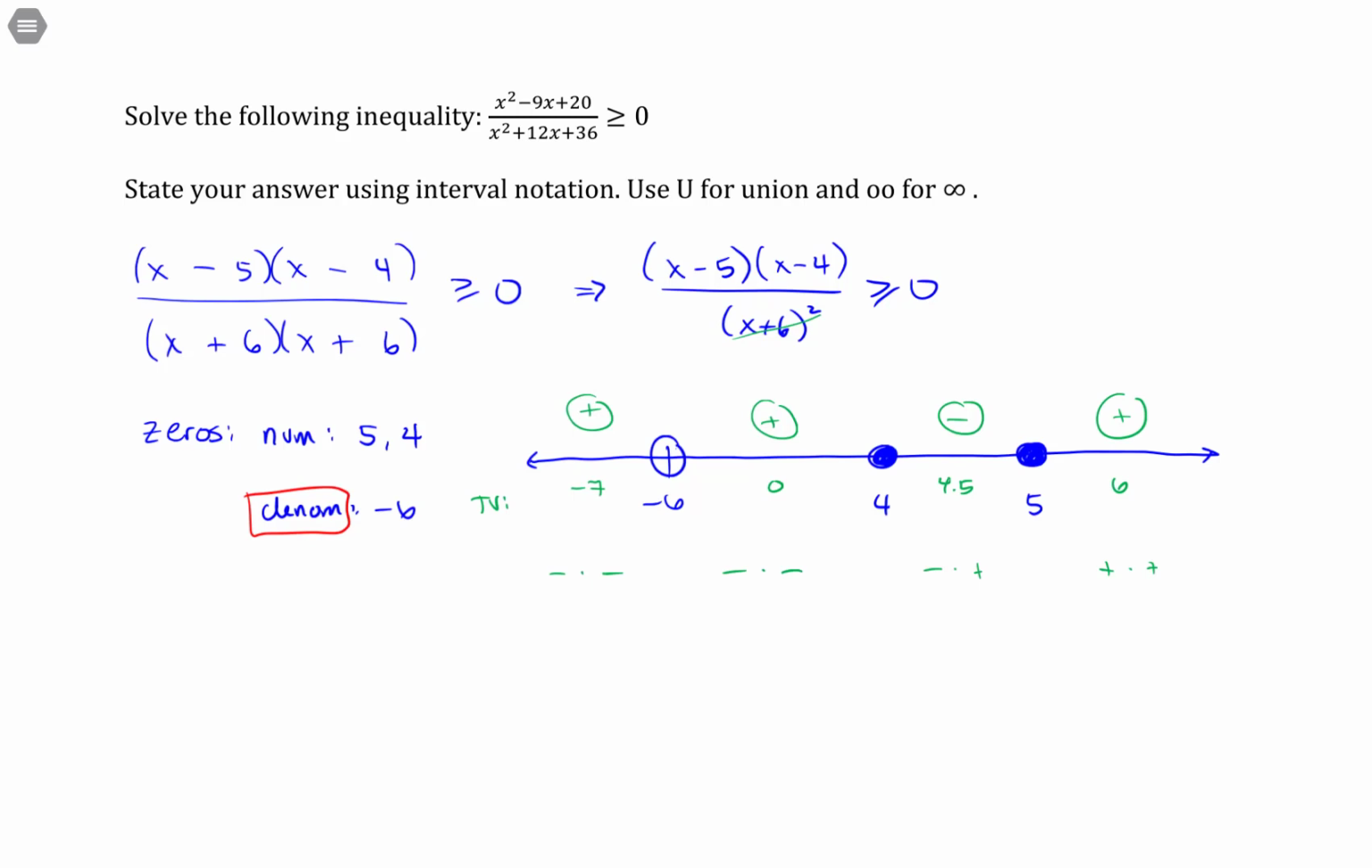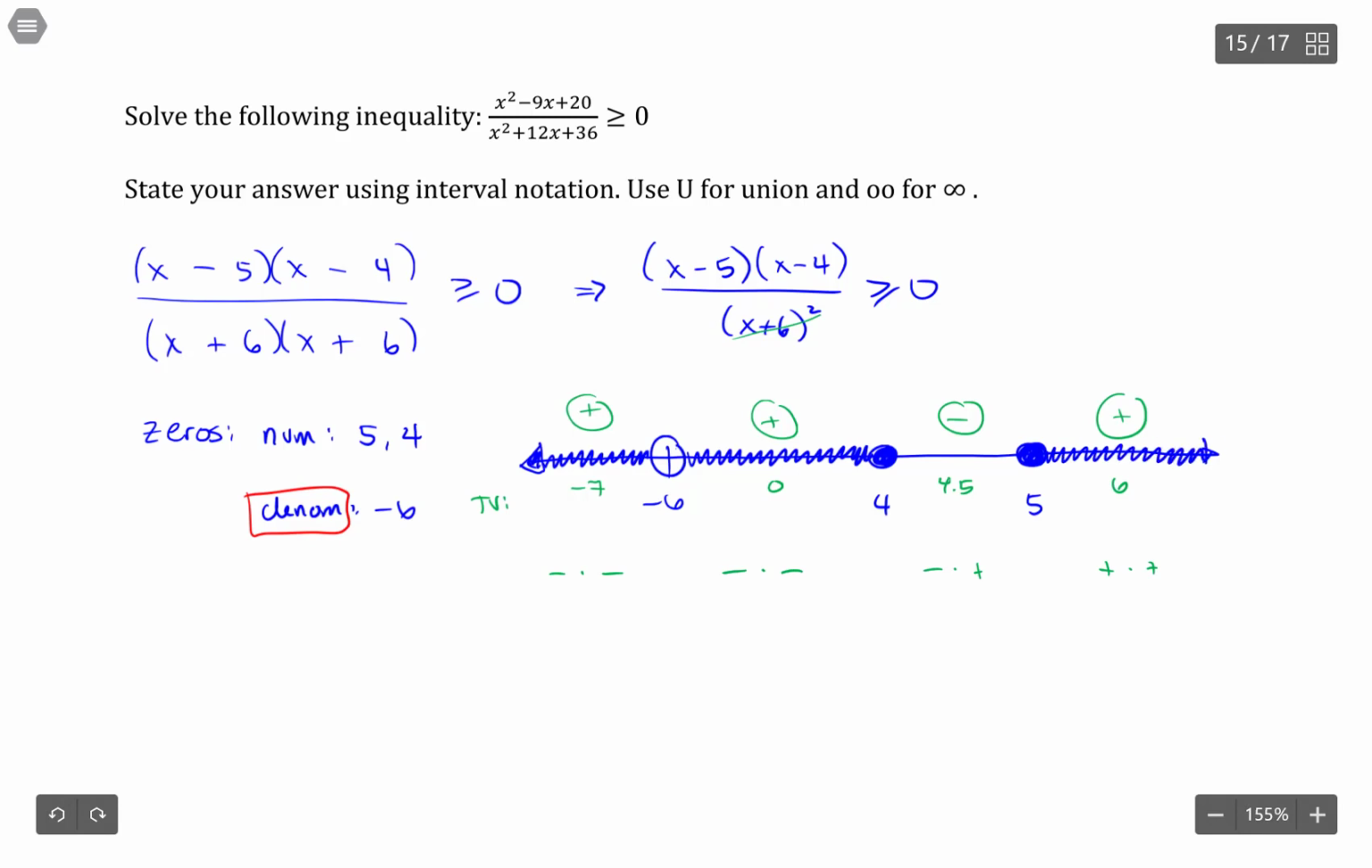Now I'm looking for things that are greater than 0, so I'm looking for all the positive cases. So that's that interval, and this interval right here. And the last set here is also positive, so I will shade that. And then we'll give the final answer, which is all the values from negative infinity to negative 6, but not including negative 6 because it's that asymptote. And then starting from negative 6 and going to positive 4, but we include the positive 4. Then going from 5 to positive infinity.